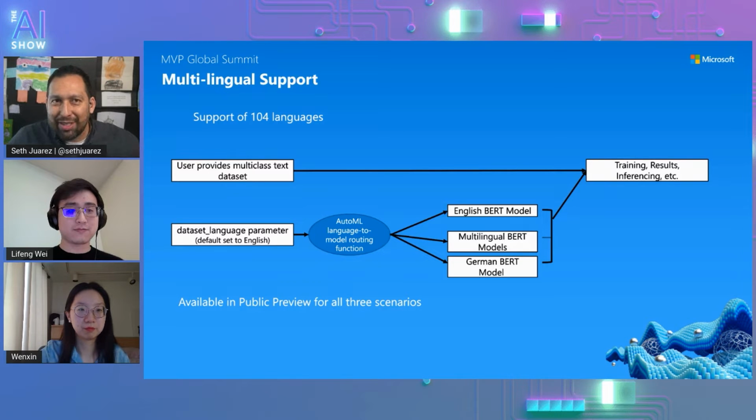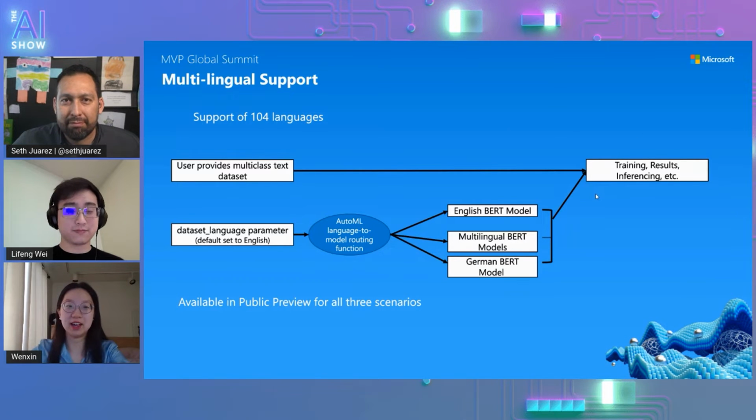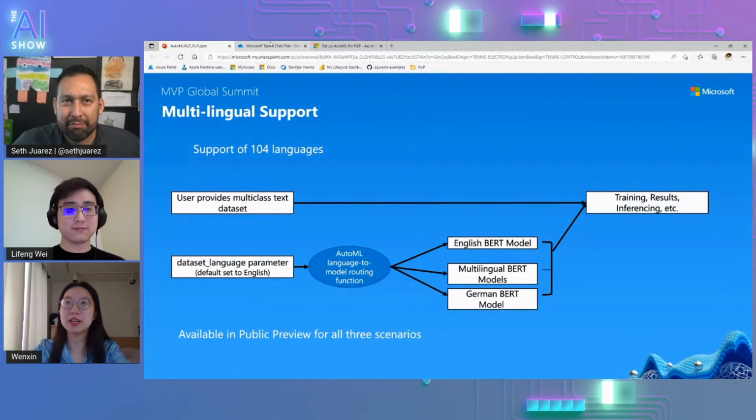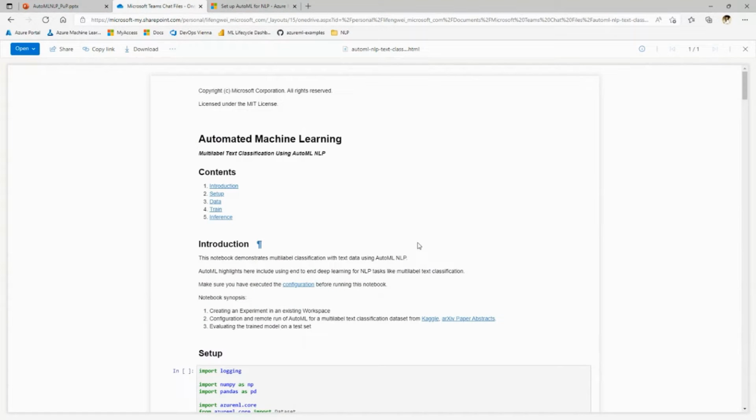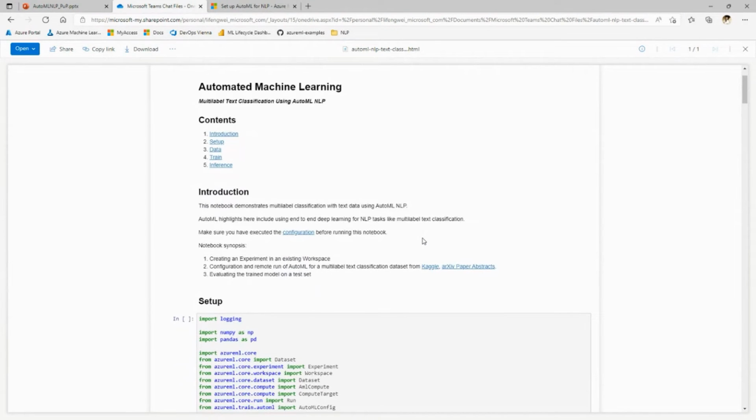It sounds awesome, but what does the user experience look like? We'll go to you, Wenqin. Yeah, I'm going to show you guys an end-to-end user experience. This is an example notebook about multi-label text classification with AutoML NLP. This is using the Python SDK we have within Azure ML.